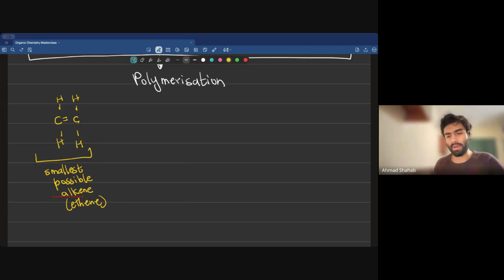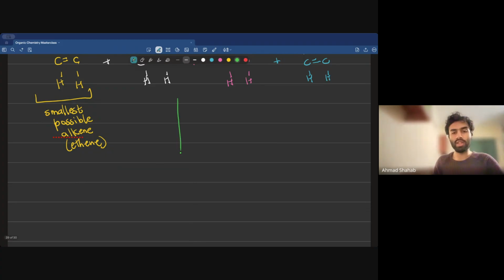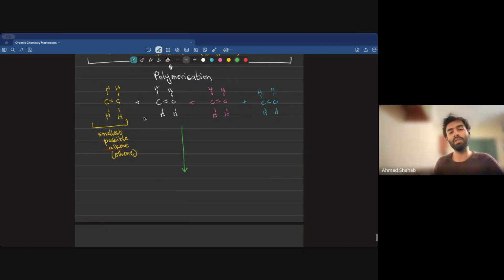So what's going to happen is we add tons of alkenes like this. For example, we have this alkene, we'll have another alkene of the same type, which we know as ethene, and we add another alkene like this. All these very small chain alkenes, like the smallest possible alkene, combine to form a very big alkene. For example, this is the fourth alkene in the chain, and as a result a larger alkene molecule is going to form.